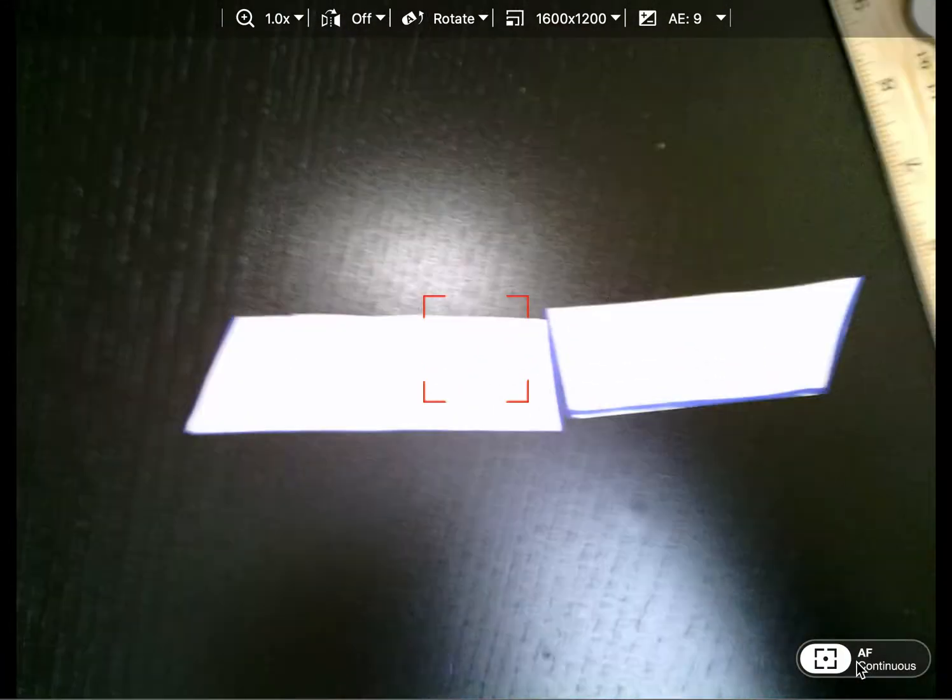Just waiting for this to focus. We can't see the text on it.